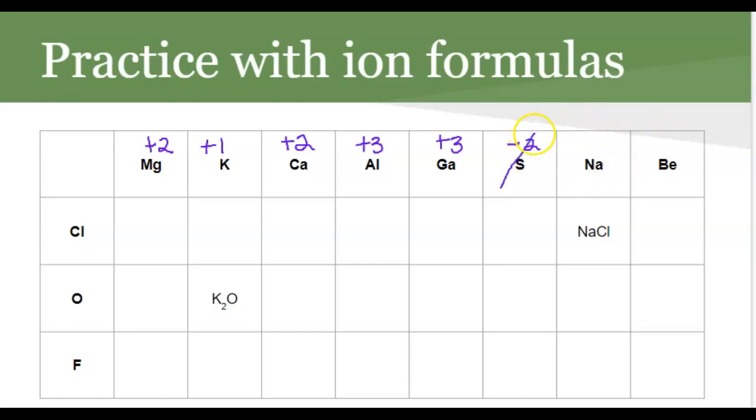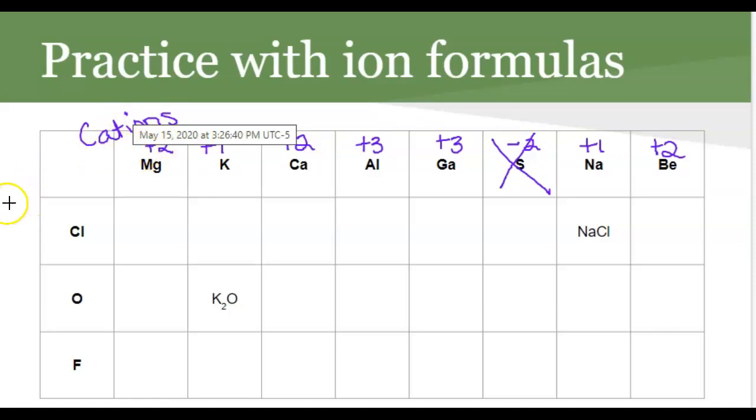This is not an anion, so I'm going to have to cross that one out for now because we will get to those later. I think it was supposed to be Sr, but we'll just pretend it's not there right now. Sodium is plus 1, and Be is in the second column, so it's going to be a plus 2. So those are all of your cations. They are the positive ones. They like to lose electrons.